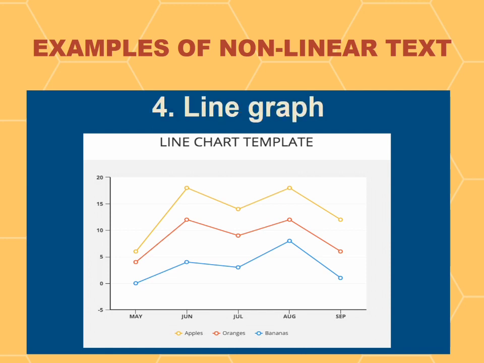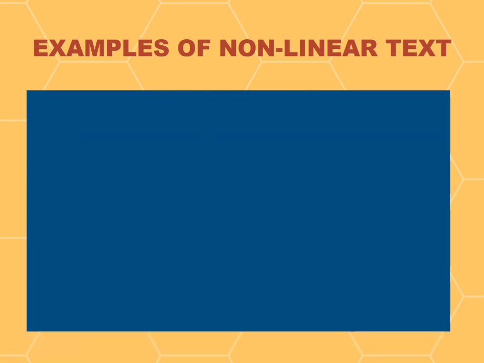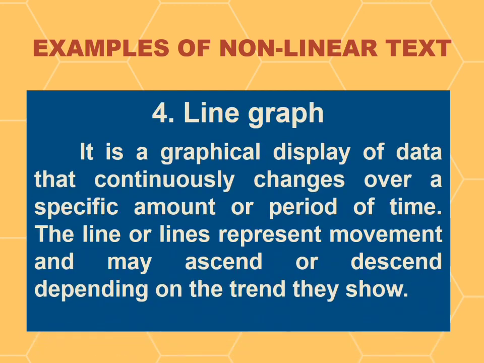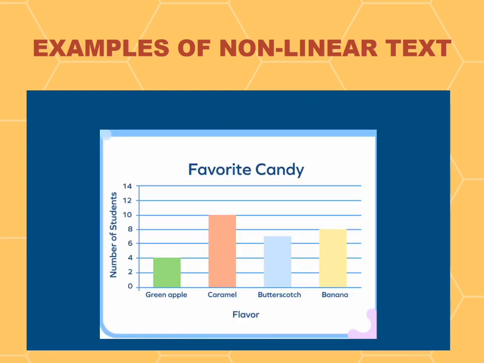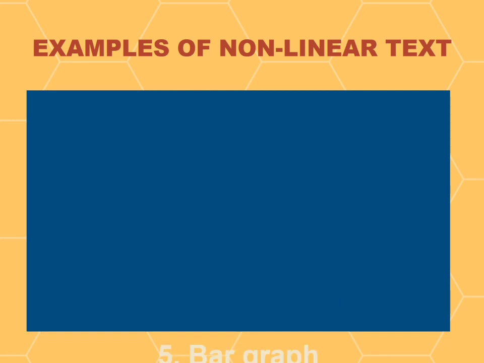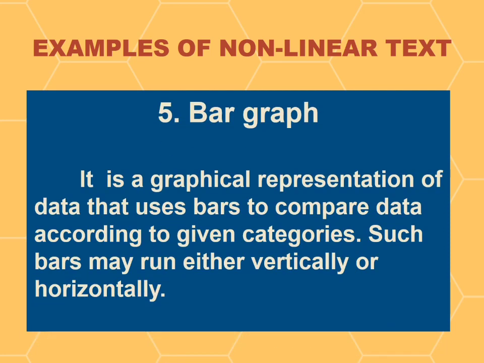Line graph. It is a graphical display of data that continuously changes over a specific amount or period of time. The line or lines represent movement and may ascend or descend depending on the translation. Bar graph. It is a graphical representation of data that uses bars to compare data according to given categories. Such bars may run either vertically or horizontally.